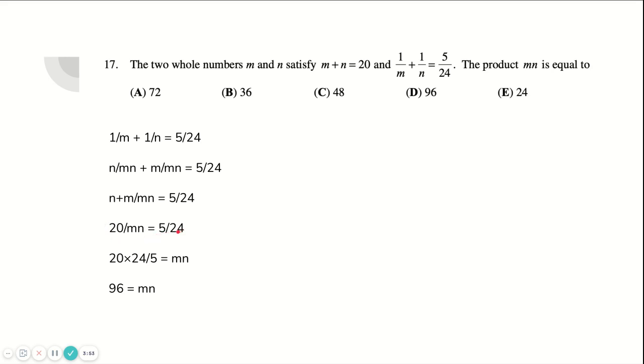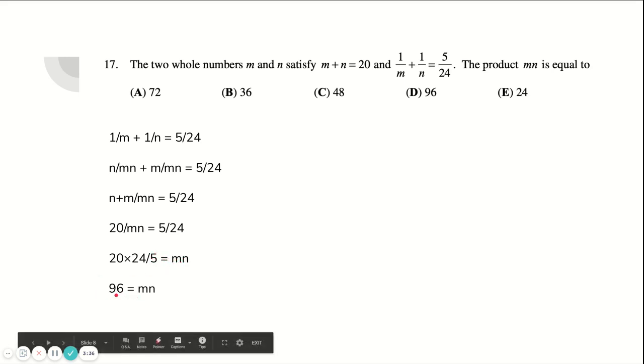If we multiply both sides by 24 and divide by 5, and then move mn to the other side, we can get this equation, 20 times 24 divided by 5 equals m times n. And then we get 69 equals m times n.